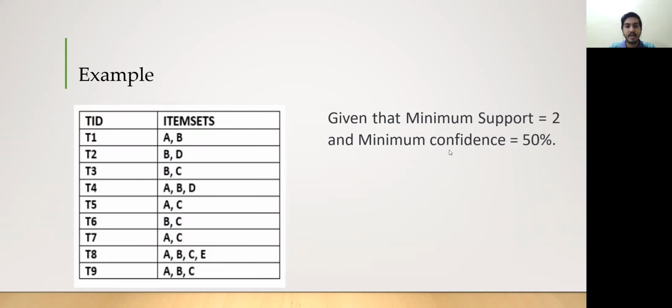Now let me show a brief example of how the algorithm works by using this small data set that has various transactions. It has 9 rows with the corresponding item sets. It is also given that the minimum support value is to be taken as 2 and the minimum confidence as 50%.